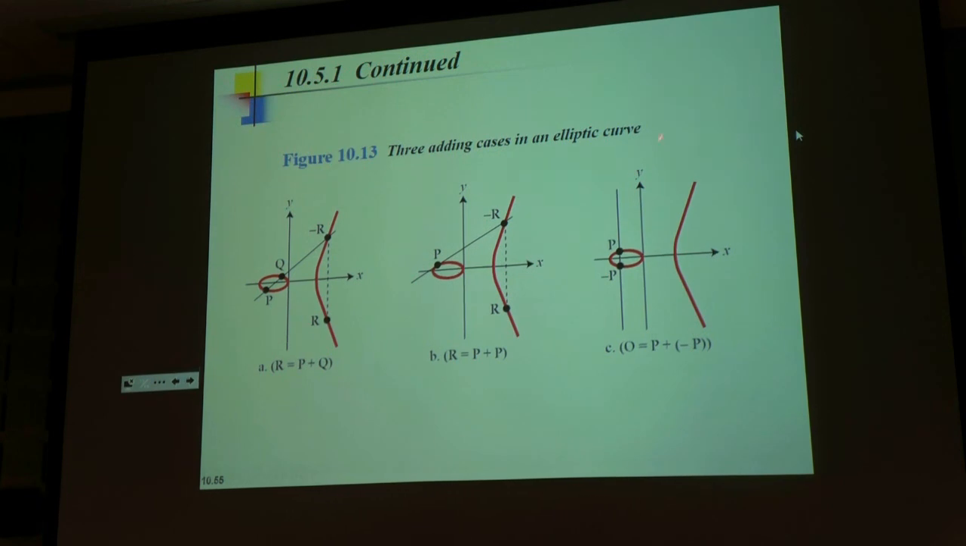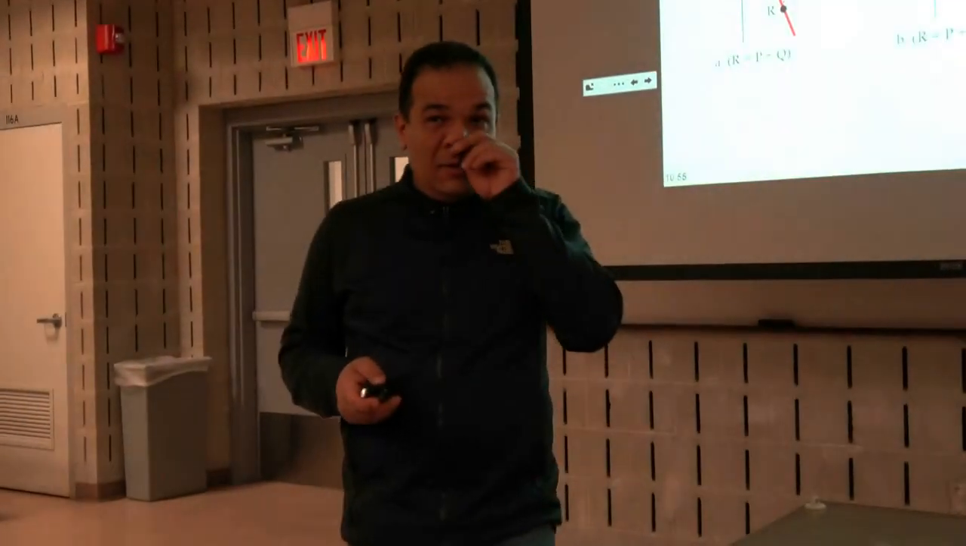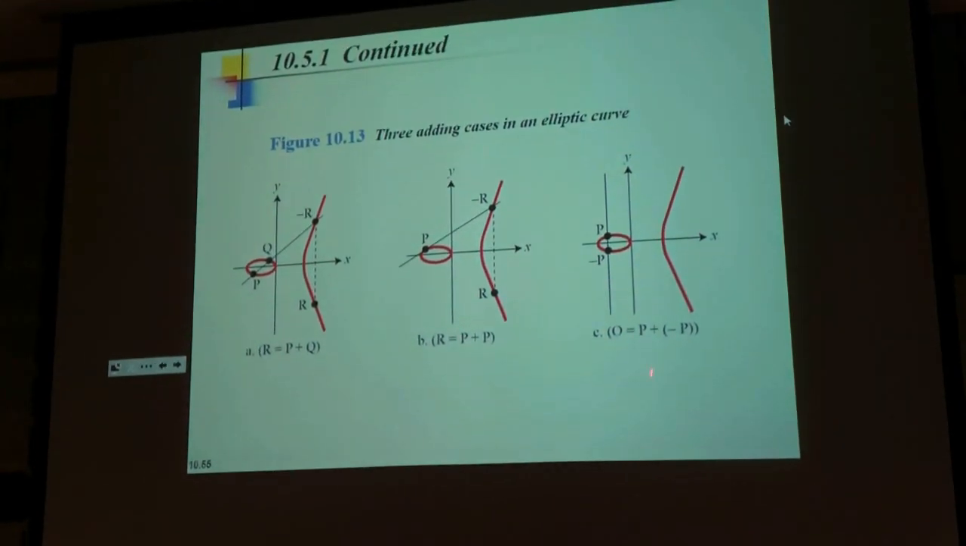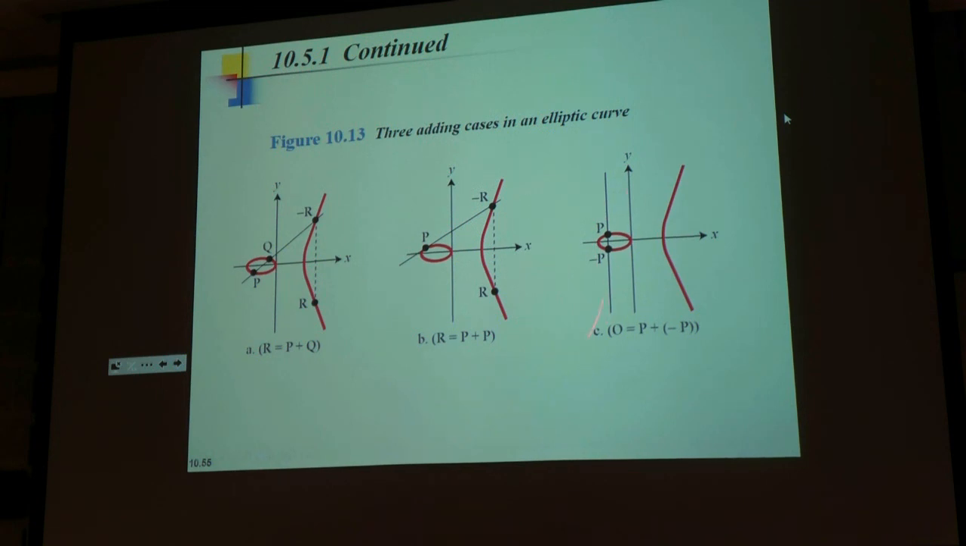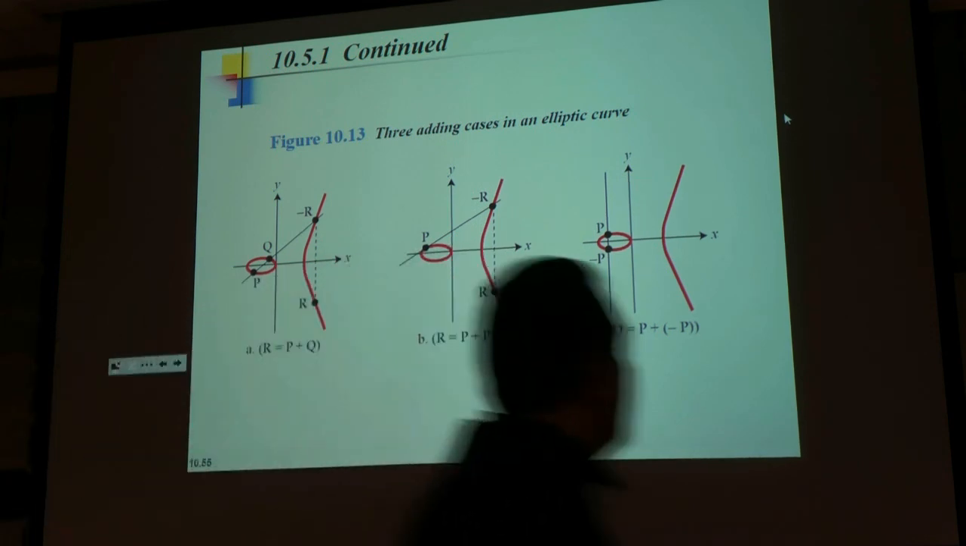So there are three addition cases in arithmetic. In the first, if you add P and Q, it will give you R, and minus R is the image of R. In the second, if you add P and P, it will give you R, and the image is minus R. And in the third, O is the identity: if you add P and minus P, you get zero, and we call this the zero, where y would be zero. So three additions are possible.